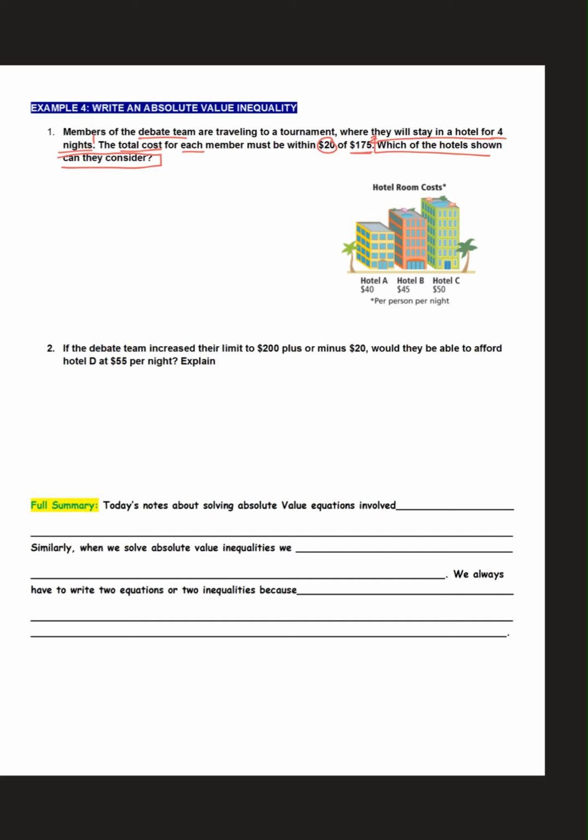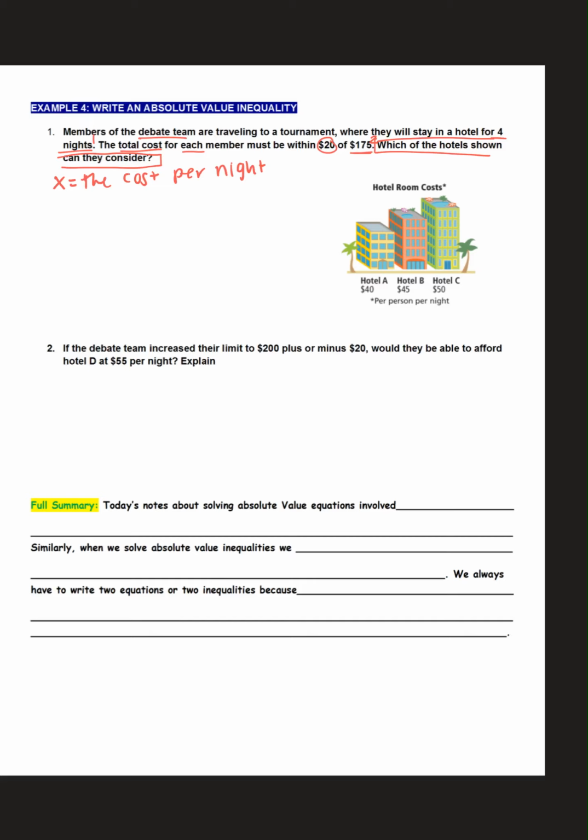Okay, so when it says within $20, that means it can be $20 more than $175 or $20 less than $175. That's what that means. So the first thing we're going to do is let X be the cost per night. For any of the hotel rooms, we don't know which one yet because we need to know what their cost range is going to be.